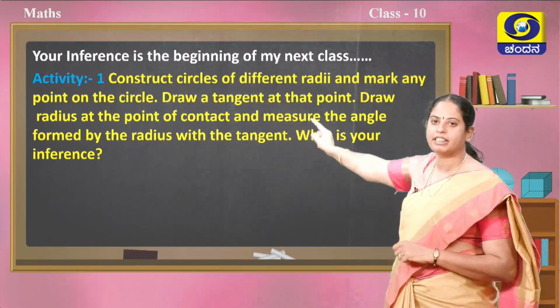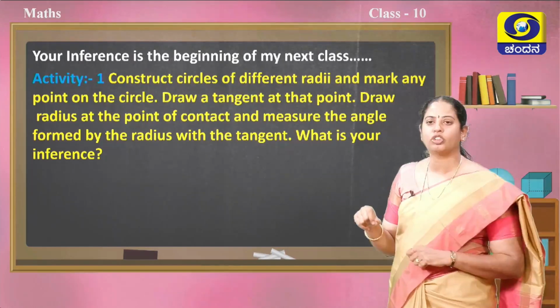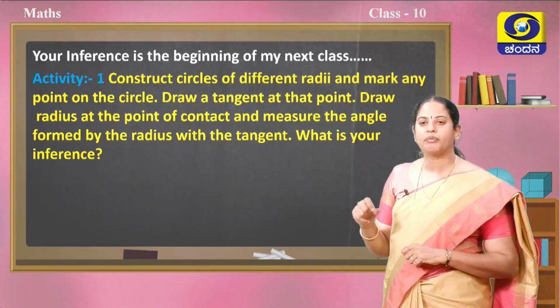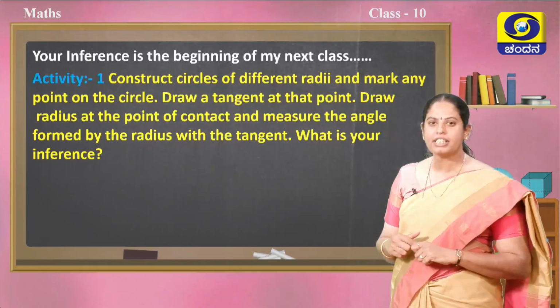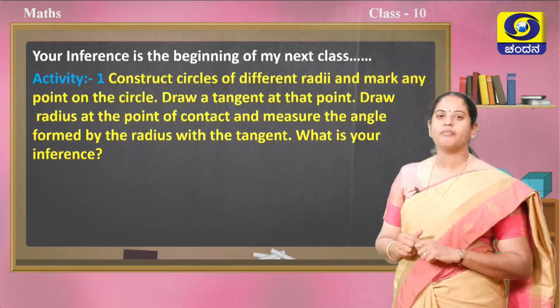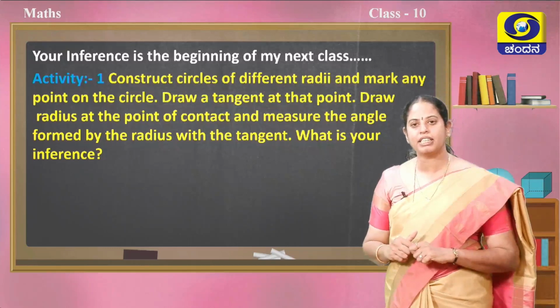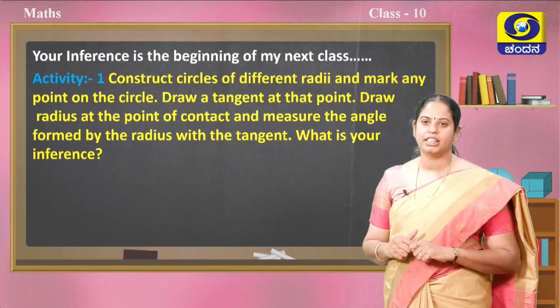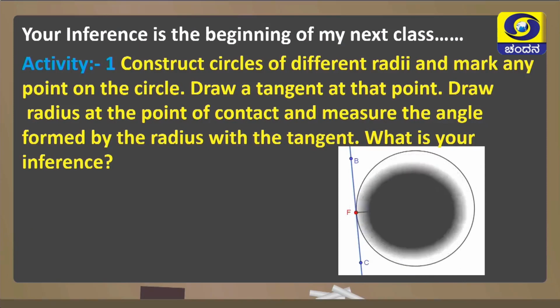Draw a tangent at that point. You have to draw the tangent on the point that you have marked. Draw the radius at the point of contact and measure the angle formed by the radius with the tangent. You have to record your inference.